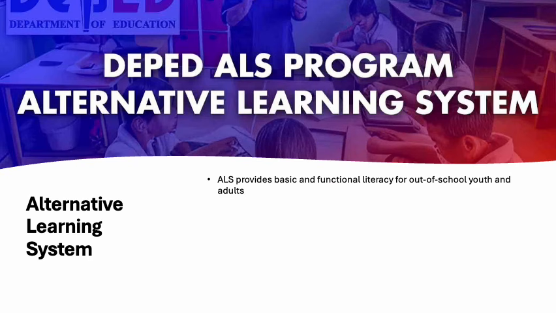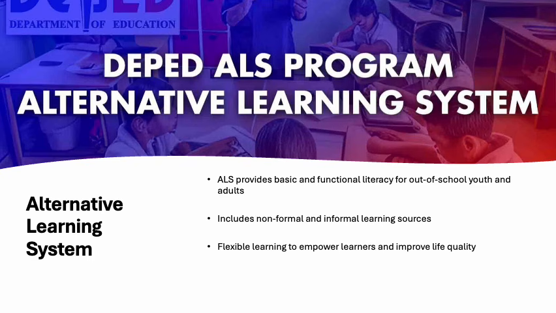Next, we also have the Alternative Learning System, or what we call ALS program. So it provides flexible learning opportunities for out of school youth and adults. It supports literacy, livelihood skills, and lifelong learning. Under RA 11510, ALS receives funding to expand programs and serve more learners.